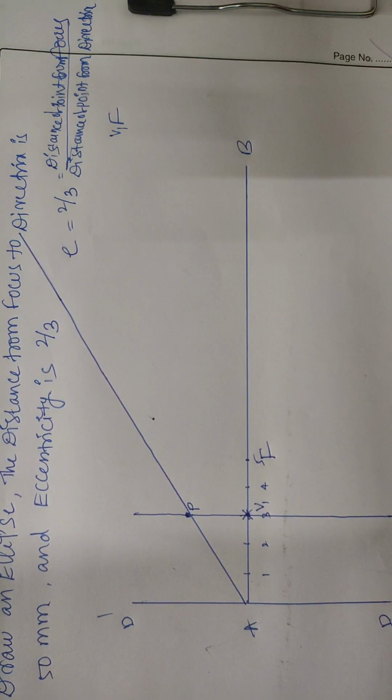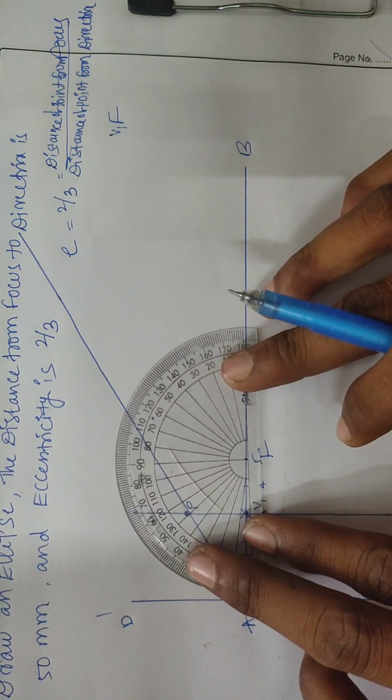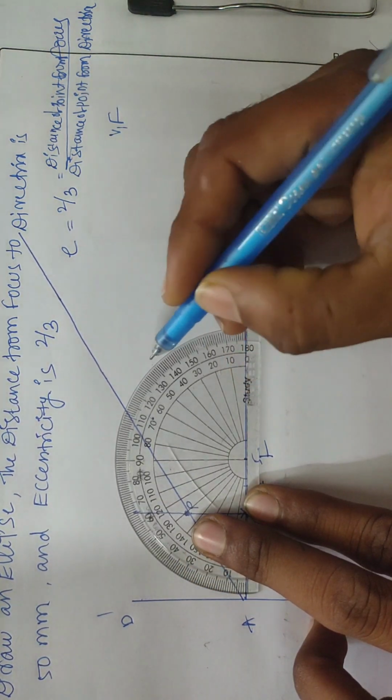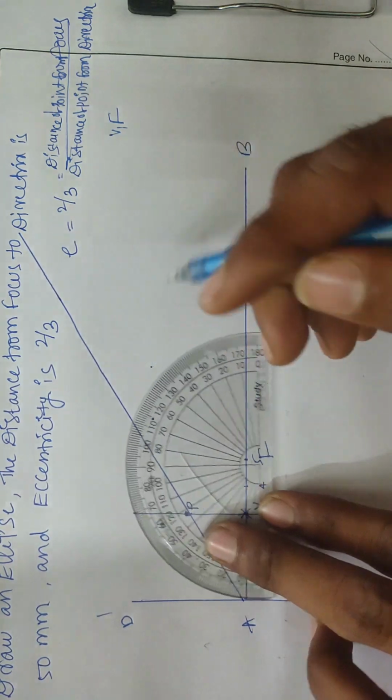Next, in order to locate the end point V2, from the focus we need to use 45 degrees of inclination. See, this is your focus point. From here I am keeping a protractor. See, locate a point for 45 degrees of inclination.